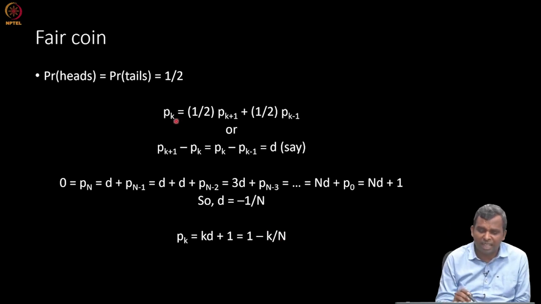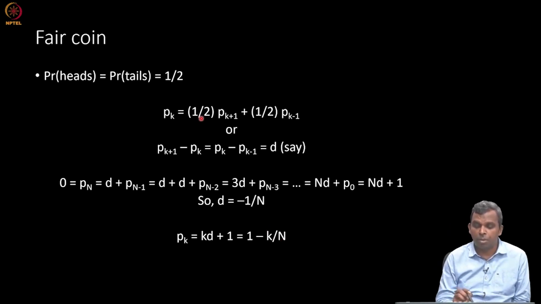So how did we get there? You can see quickly, the probability of heads and probability of tails is half. So I wrote Pk is half of Pk+1 plus half of Pk-1. You can rewrite this in a clever way. It's basically Pk+1 minus Pk equals Pk minus Pk-1. That's what this means, it's just rewritten that way. I can let this difference be d. And notice this difference stays the same irrespective of k. As you keep changing k, this difference remains the same.